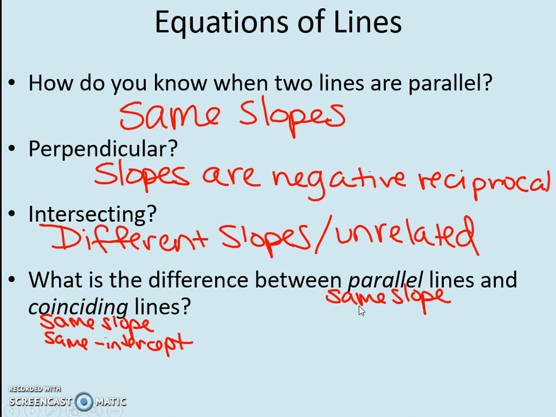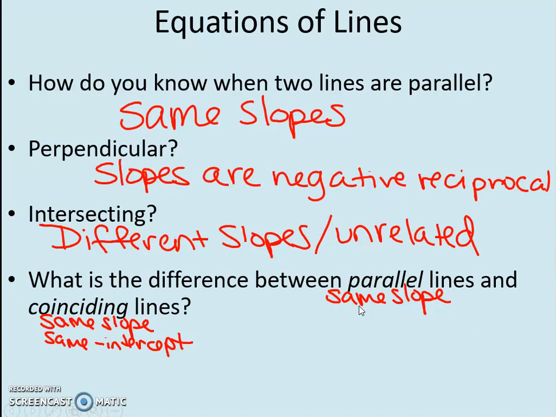Equations of lines. How do we know when two lines are parallel? Two lines are parallel when they have the same slope. Perpendicular: if the slopes are negative reciprocals, then you know those two lines are perpendicular. When two lines are intersecting, they have different slopes and they're unrelated.